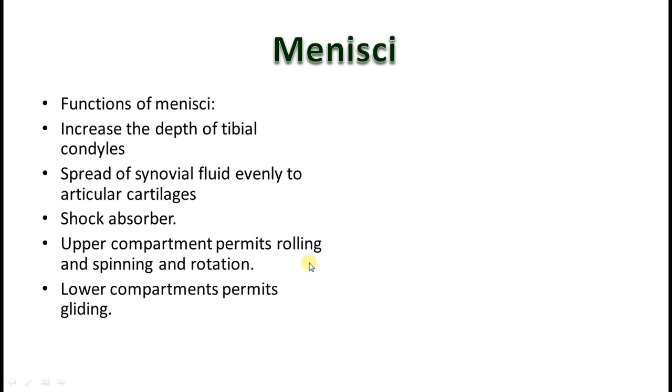Meniscal tear is also more common in sports persons, which we are going to discuss in the applied anatomy of this knee joint in the next session. The peripheral part receives blood supply directly, but the inner parts receive their nutrition only by diffusion from the synovial fluid.